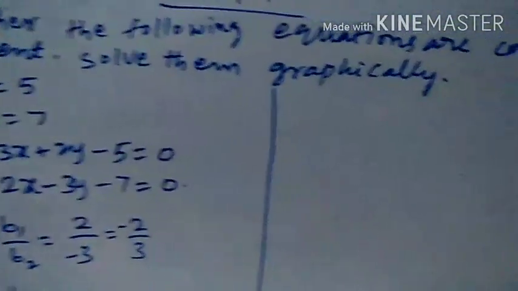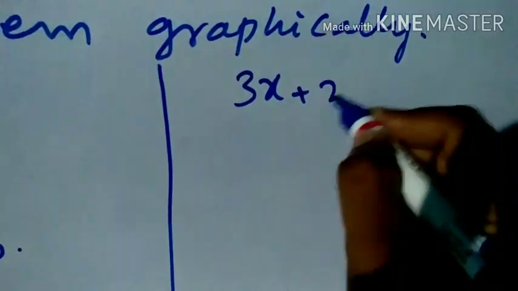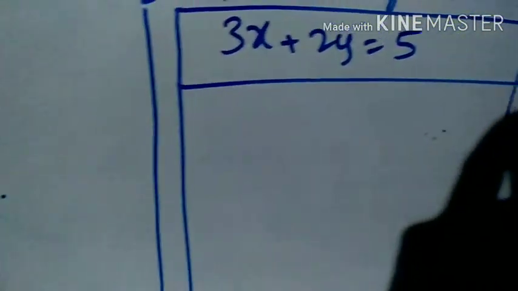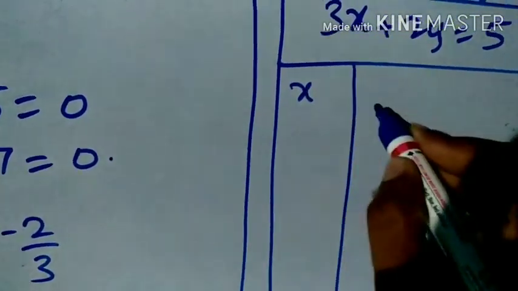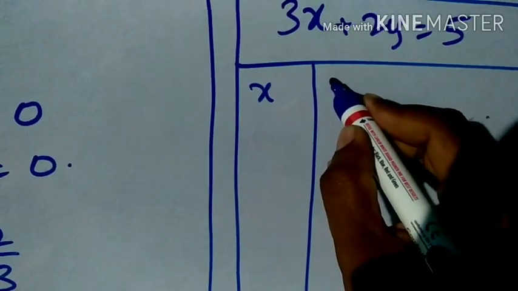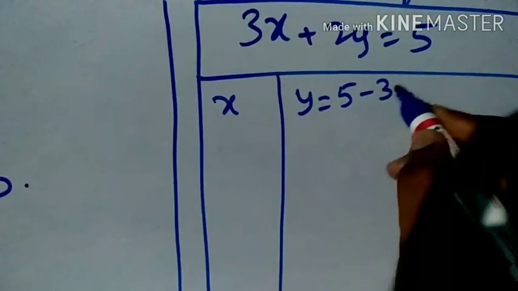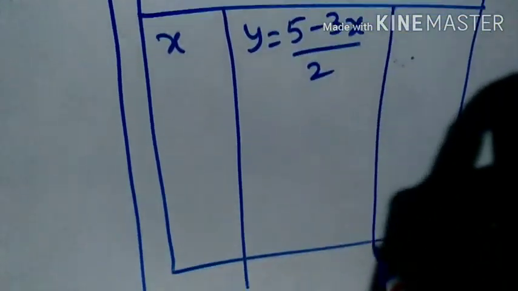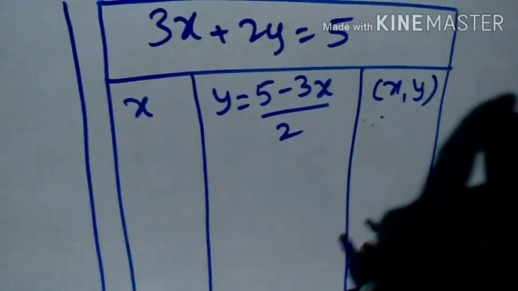So now draw the graph. For the graph, draw two tables. For this equation, 3x plus 2y is equal to 5, we are drawing a table. Here it is x value. Next, y value. The y value is 5 minus 3x by 2. Next, x comma y value.